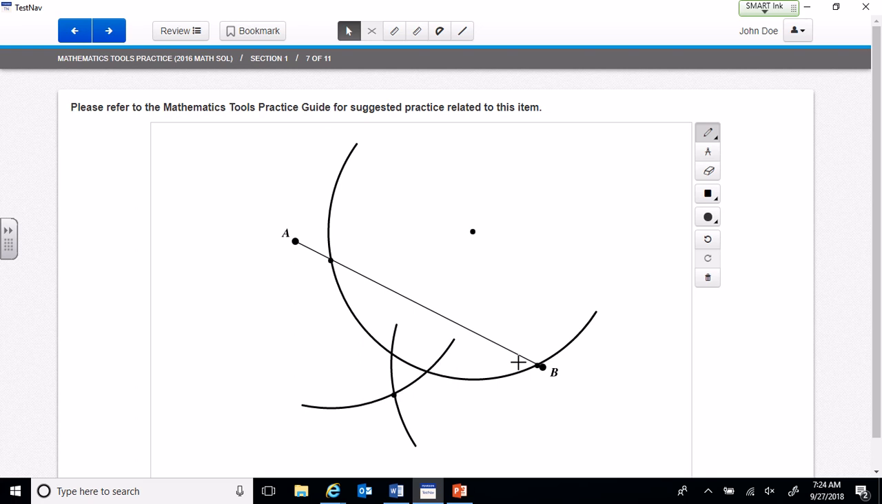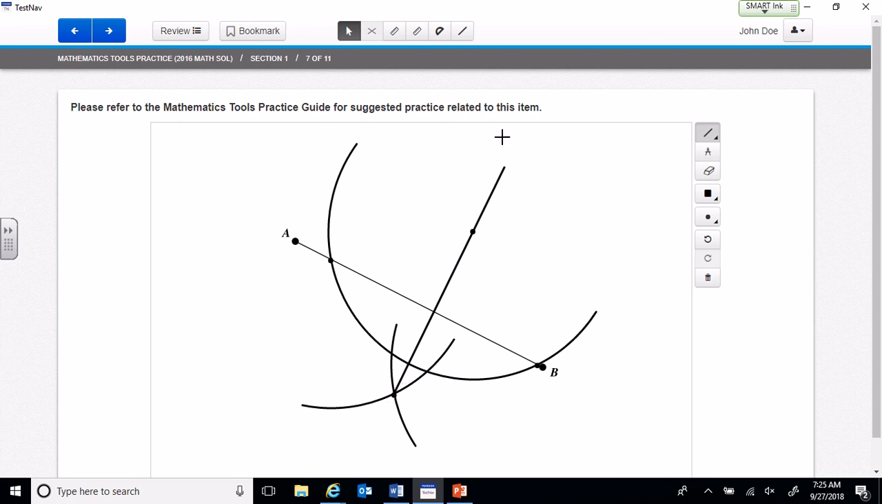And once I have that intersection, I can use a straight edge, and I'll be able to draw a line segment from the initial point that I was given, that I'm drawing a line perpendicular through, and this intersection down here. So I can go ahead and do that. And so what I have is a line through the point that I was given, not on the line segment, that is perpendicular to the line segment.